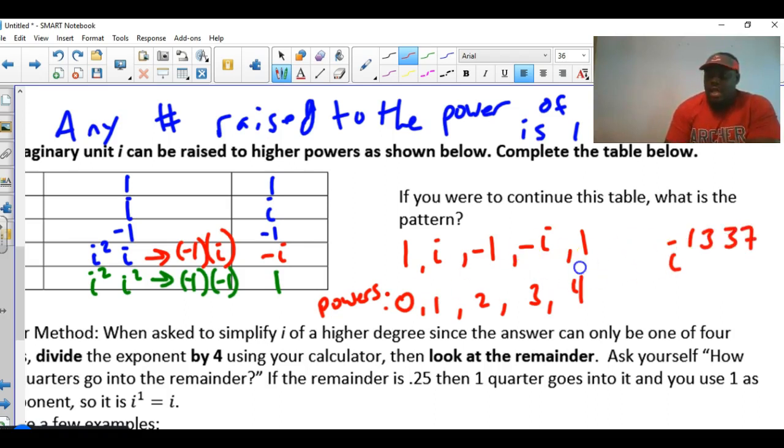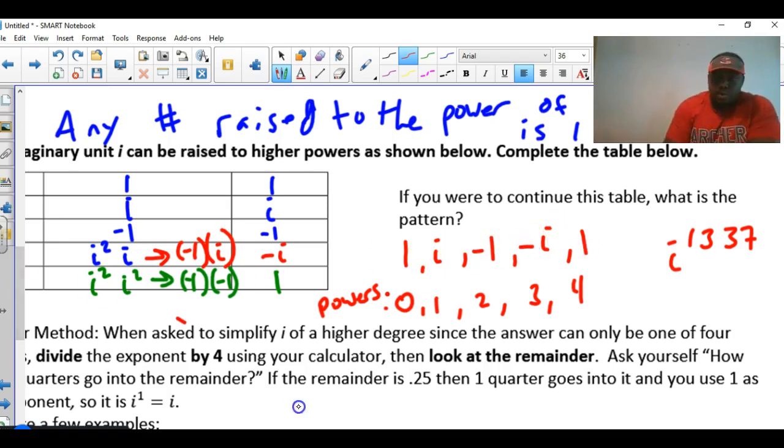You could figure out what the answer is going to be if you learn this pattern. So 1, i, -1, -i, 1. Start over again: 1, i, they're both positive; -1, -i, they're both negative. Then back to 1.